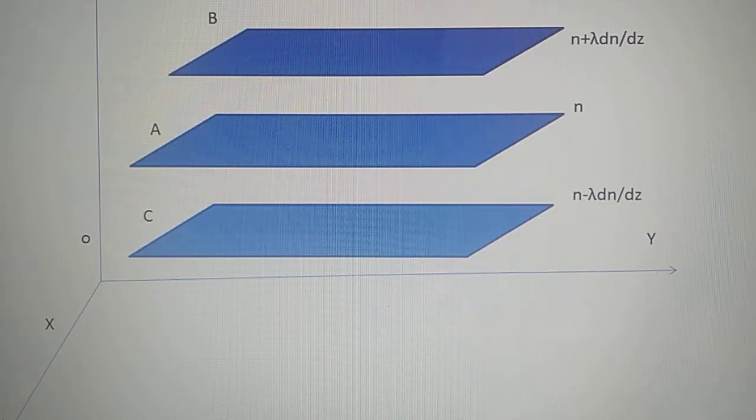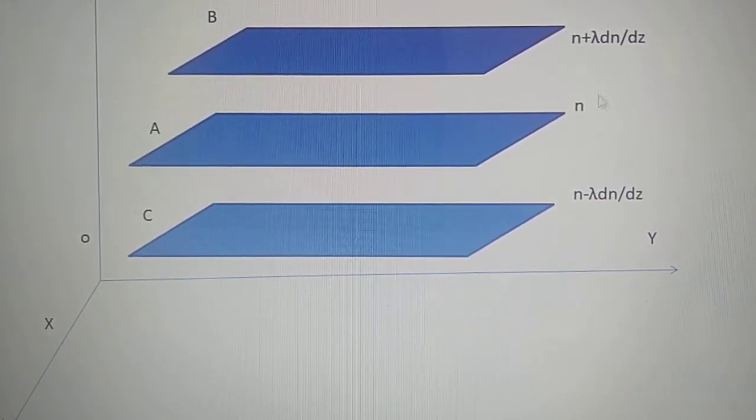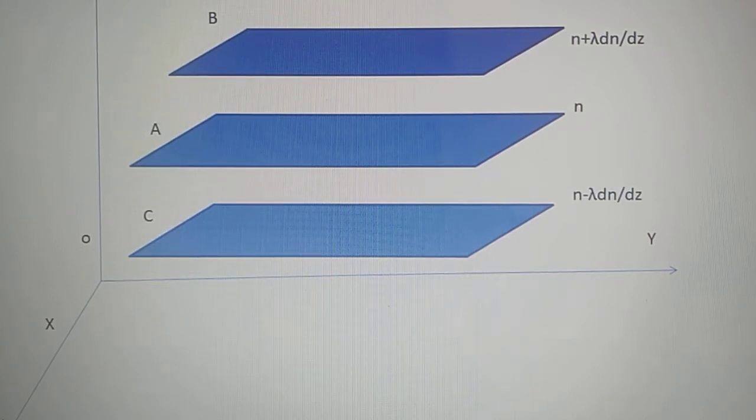The concentration of molecules changes from layer to layer, right? So N is the number of molecules in layer A, and the concentration in layers B and C is mentioned over here. That is, in layer B it is N plus lambda into dN by dZ, and in layer C it is N minus lambda into dN by dZ, right? What is lambda? Lambda is the distance between the two layers, and it is also the mean free path. And dN by dZ is the rate of change of concentration of the molecules with respect to distance, which may be in an upward or downward direction, or with respect to the Z axis.